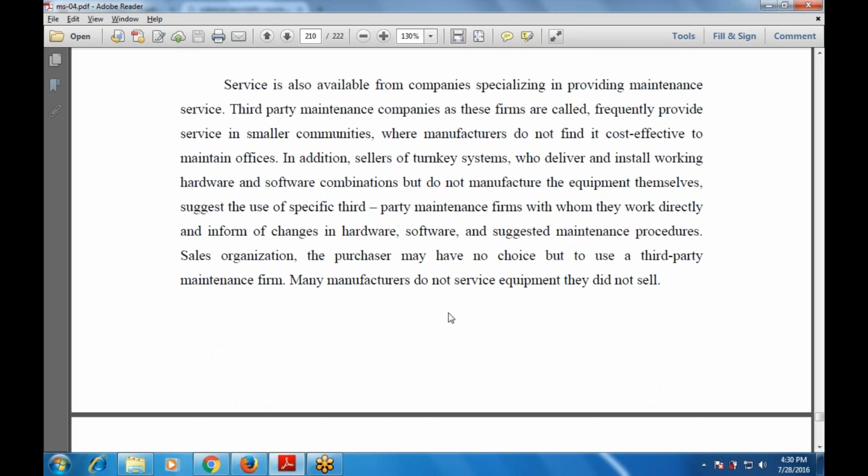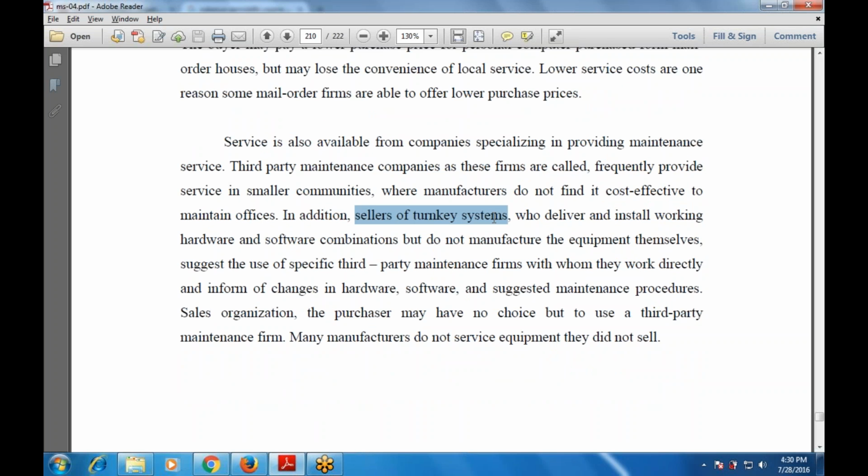In addition, a seller of a turnkey system, for example, who delivers and installs the working hardware and software combination but does not manufacture the equipment themselves, uses a specific third-party maintenance firm with whom they work directly and who informs them of changes in the hardware, software, and suggested maintenance procedures.